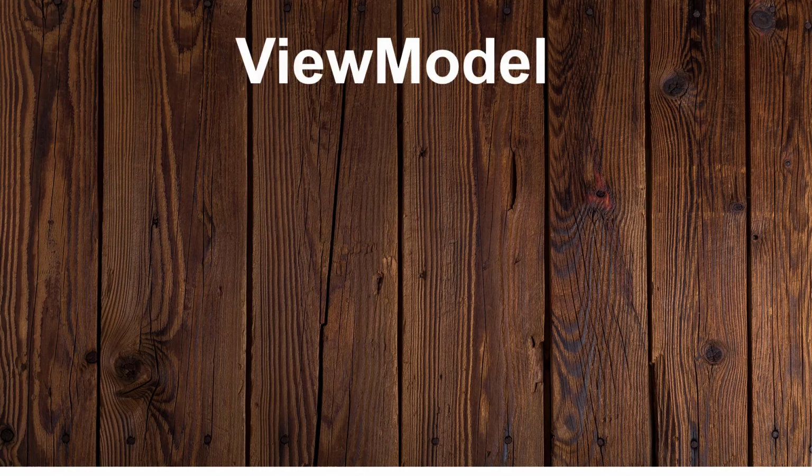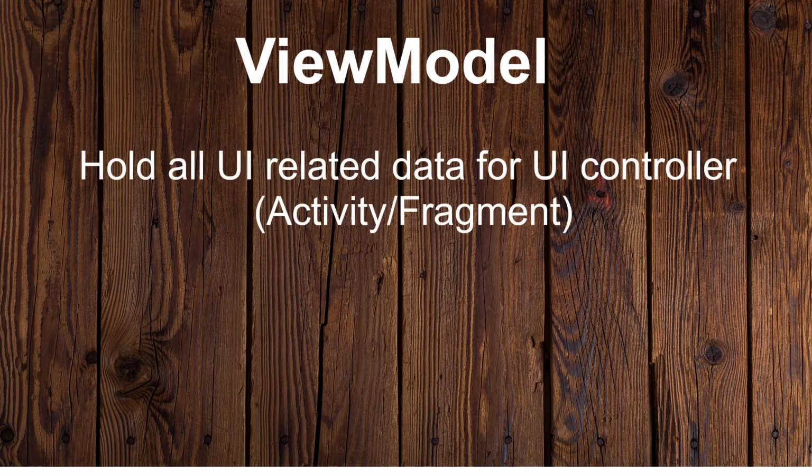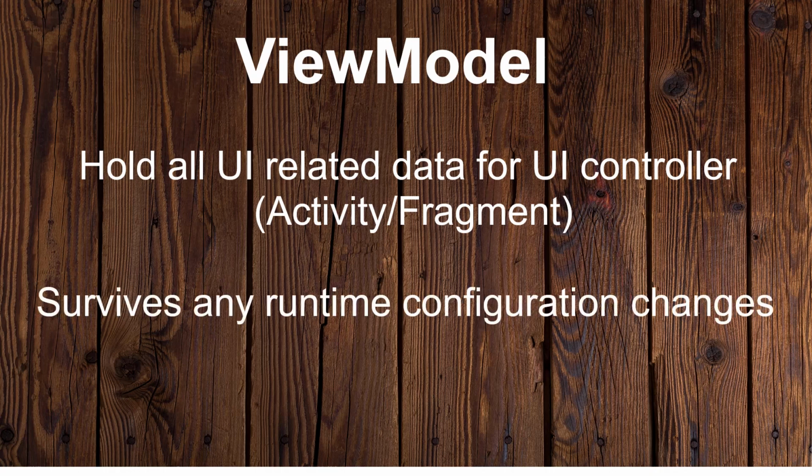ViewModel is an Android architecture component which basically has two attributes. ViewModel holds all UI related data for a UI controller like an activity or fragment, and ViewModel survives any runtime configuration changes, like rotating the phone from landscape to portrait and vice versa.